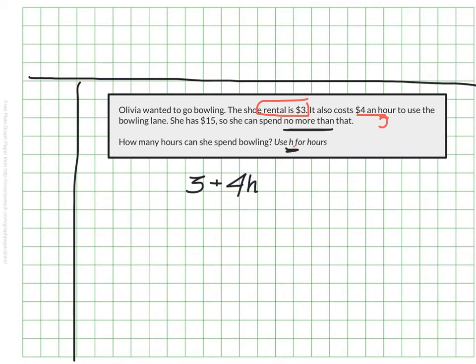The amount that she can spend is no more than $15. So it could be exactly $15, but it could also be less. So this is a less than or equal to inequality question. Take a moment, you can go ahead and solve this. I'm going to solve this as well. Now that we have it set up as an inequality, we can quickly figure out the value of h.